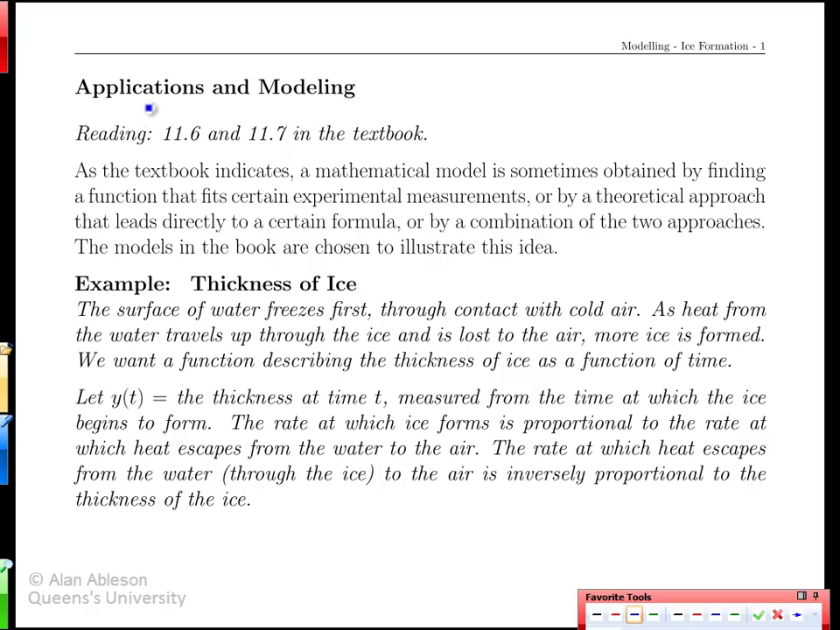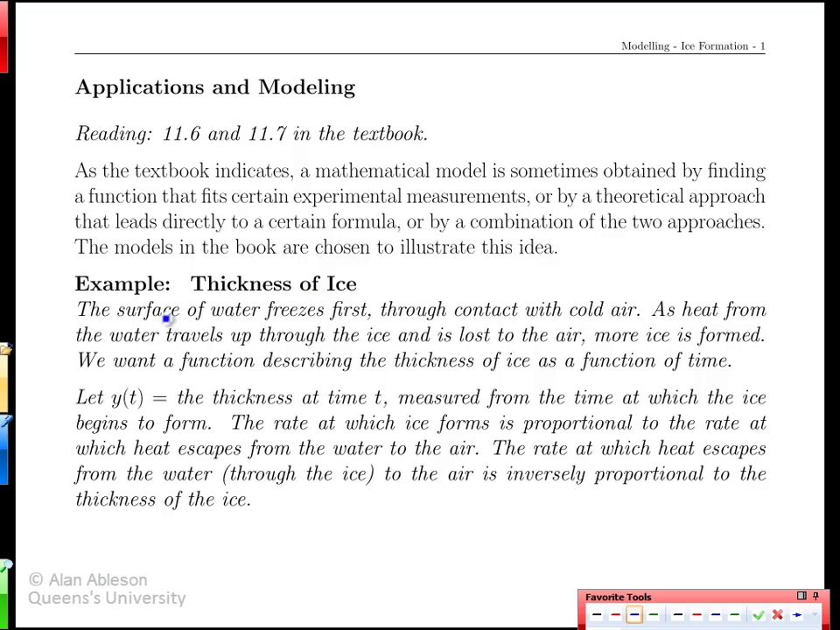We continue with a discussion of other models that can be represented by differential equations, and questions about the models whose answers can be found by looking at the solutions to those equations. Let's look at a model for, this time, the thickness of ice as it forms in a cold environment.